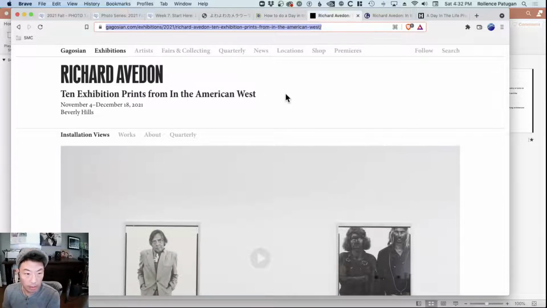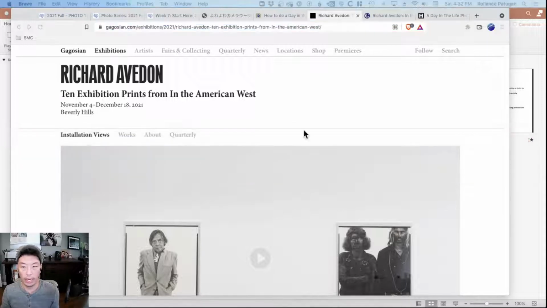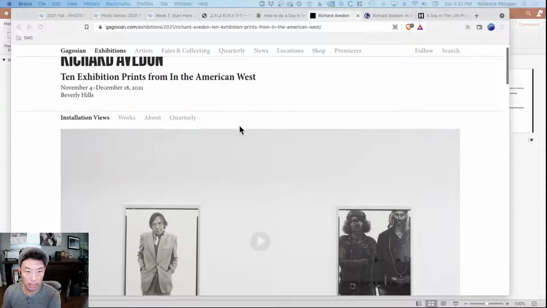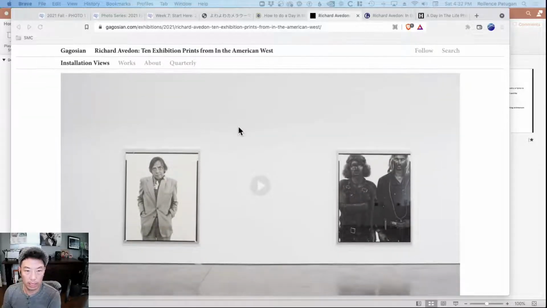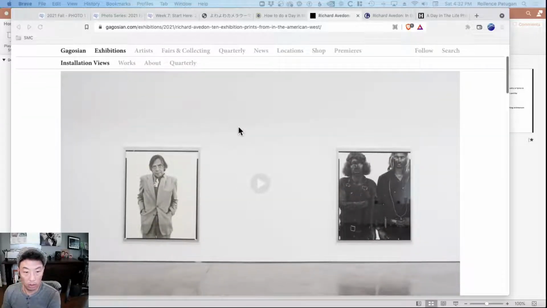available to see. At least 10 prints are available to be seen in person at the Gagosian Gallery in Beverly Hills. And it's free admission to get there. You can go to their website and find out more information on their hours. But let me show you a little preview of what it looks like, especially for those of you who are outside of California or outside of Southern California and you can't get to this.